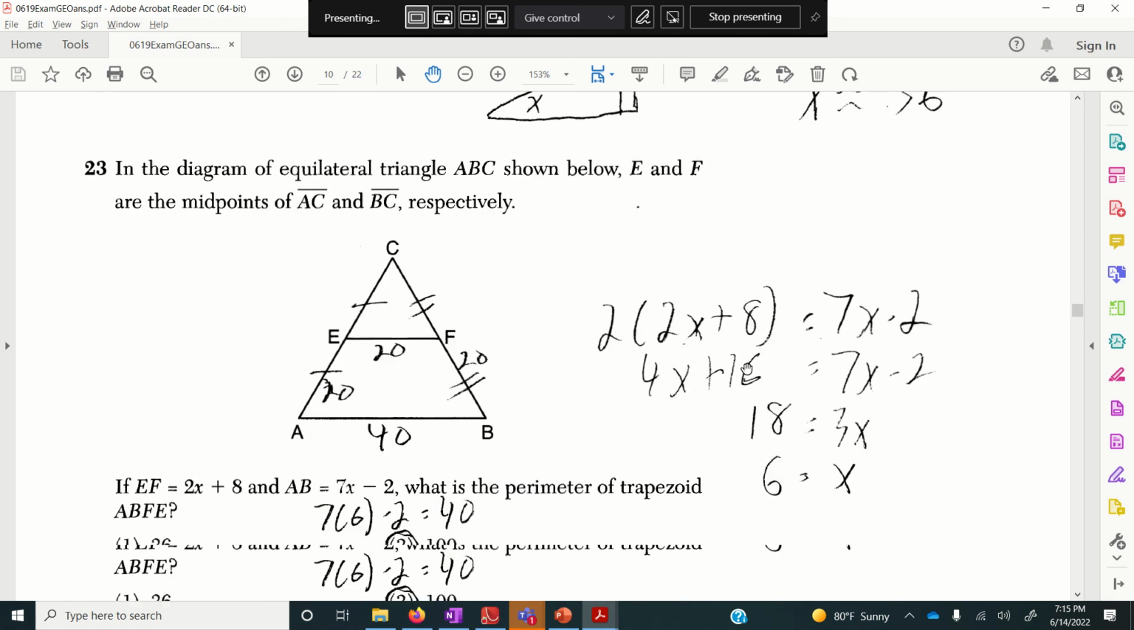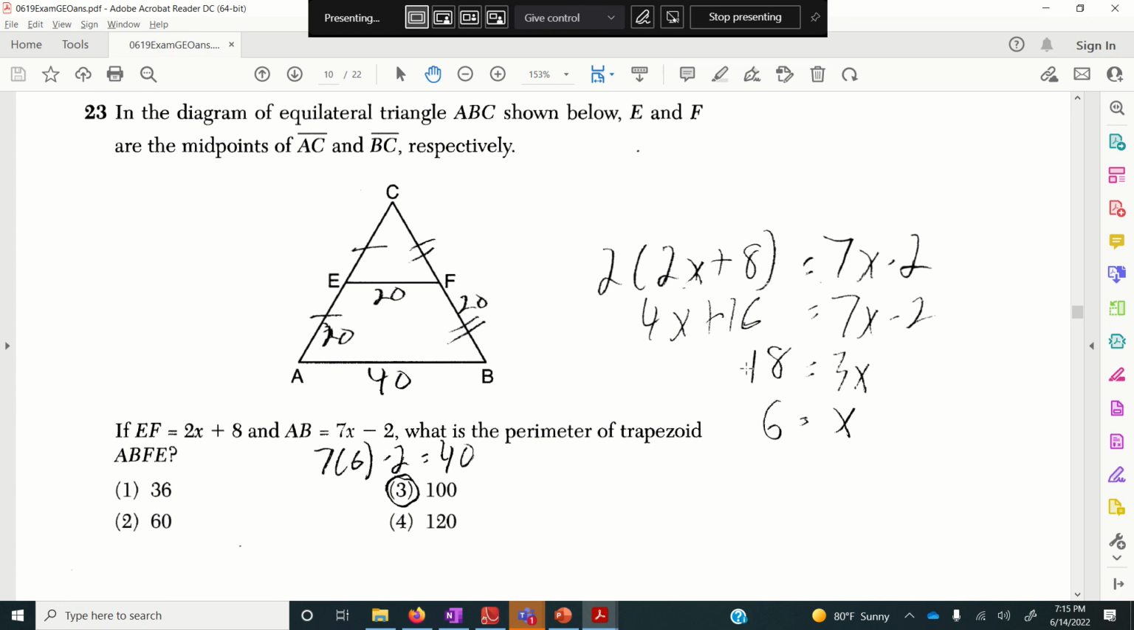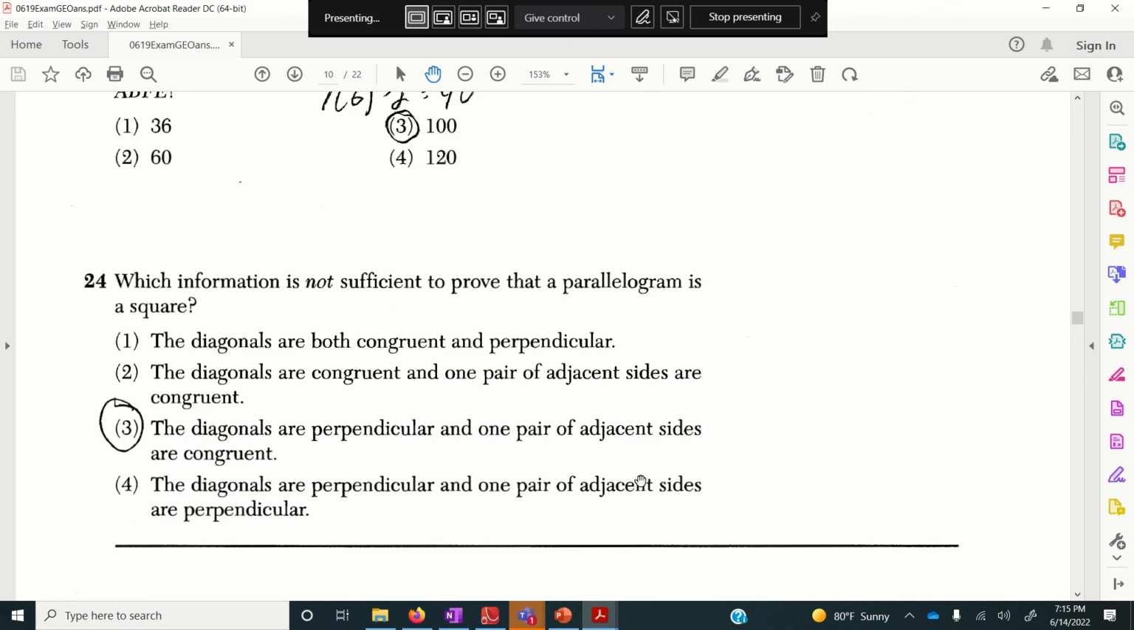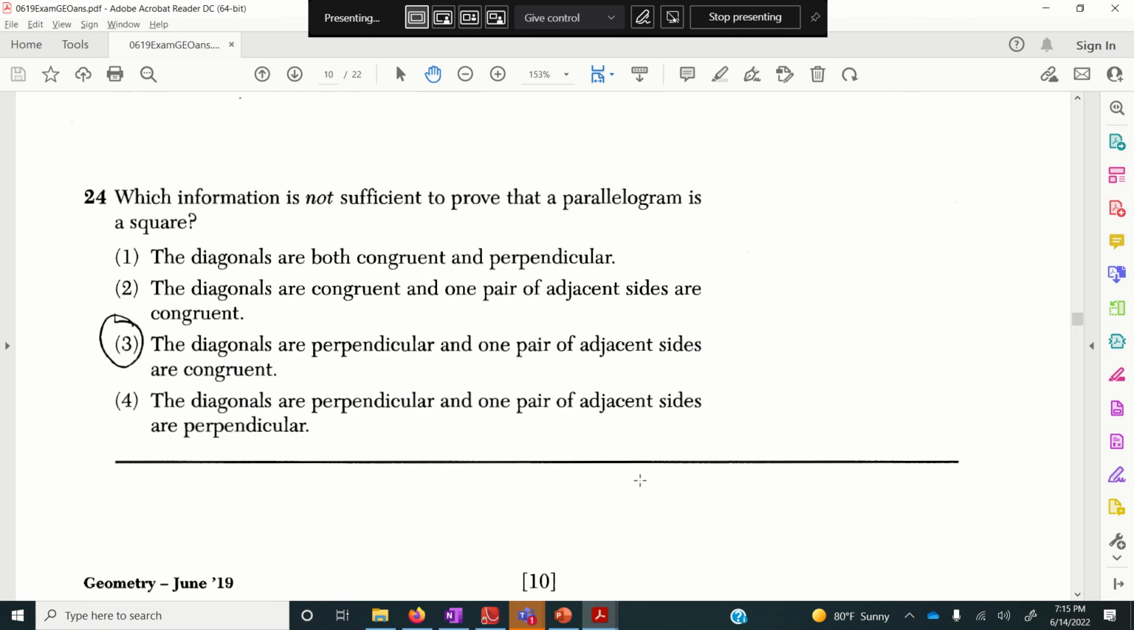You can always type this in and then plug these in for x and see which one gives you the same ratio as well. Okay, this is a mid-segment question. Remember that this line EF is always half of line AB. So there's 2 EFs to make 1 AB, and then you can solve, and you should get choice 3. And the last one, not sufficient, is choice 3. The diagonals are perpendicular and one pair of adjacent sides is congruent. That will not make it a square. Both of those actually are properties of a rhombus.